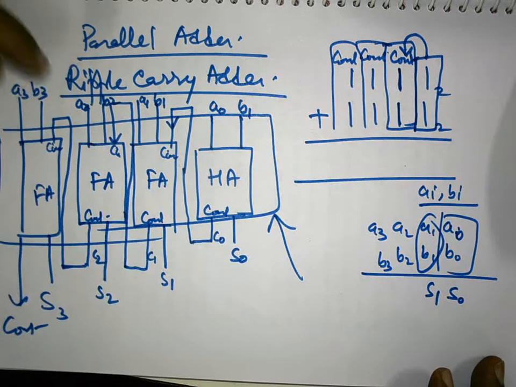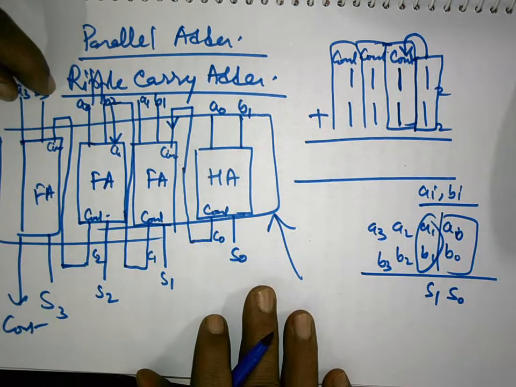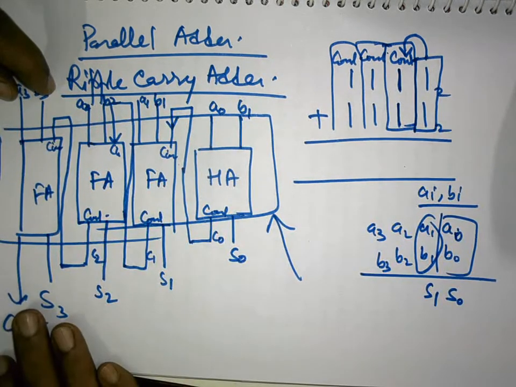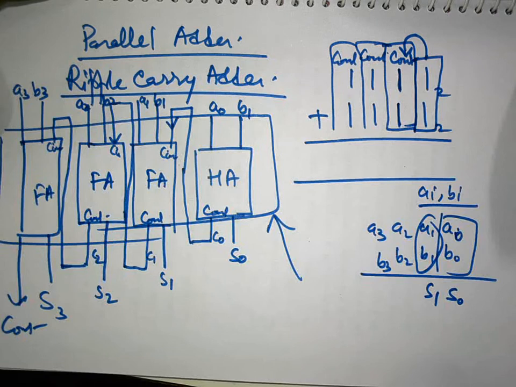You will supply 4 input bits to this parallel adder, and you will get the added version of the output together with the final carry out. What is the drawback of this adder? It is very slow in performance.